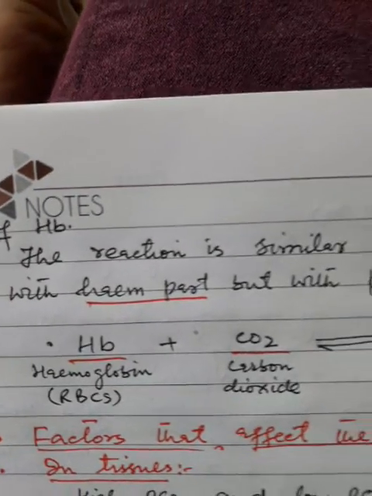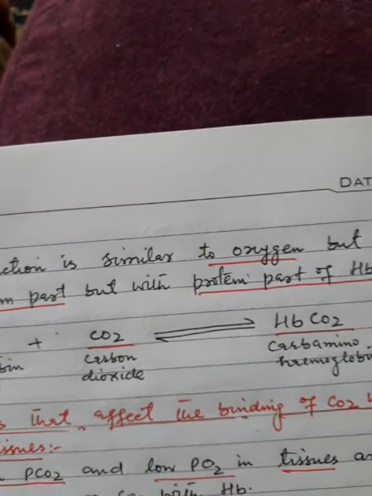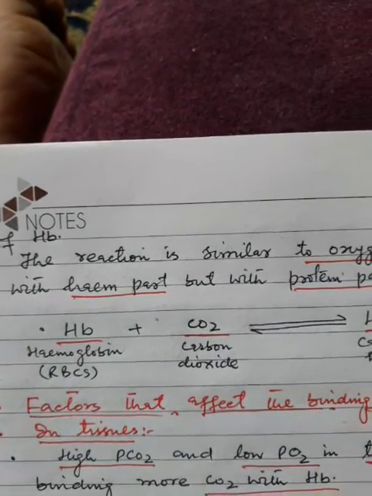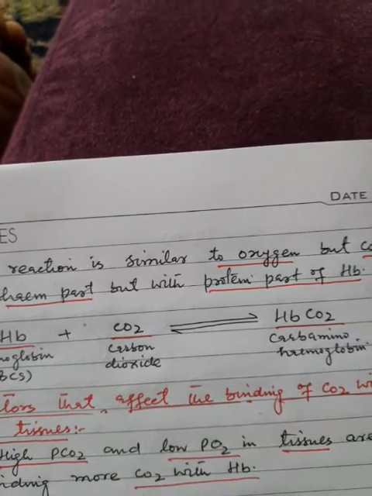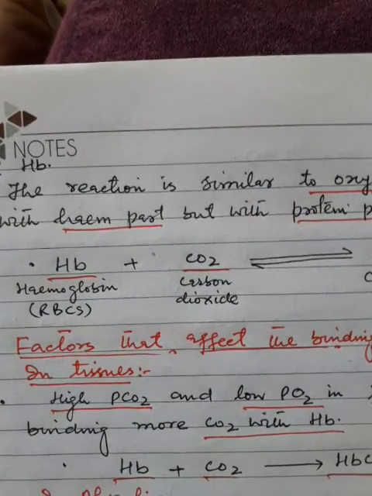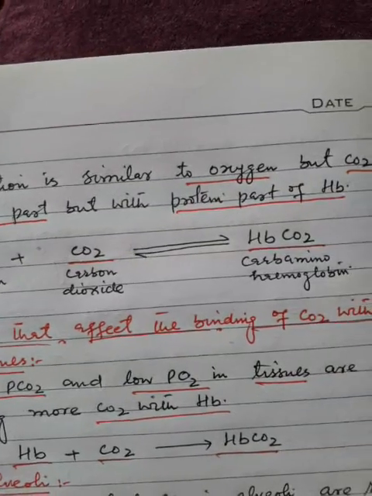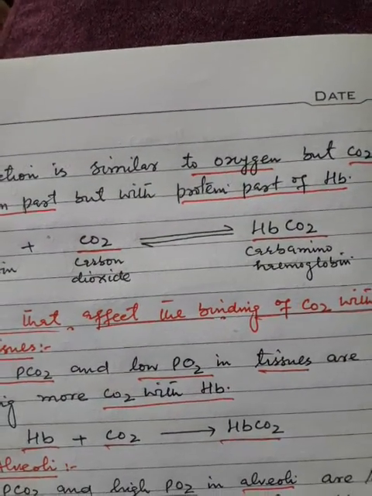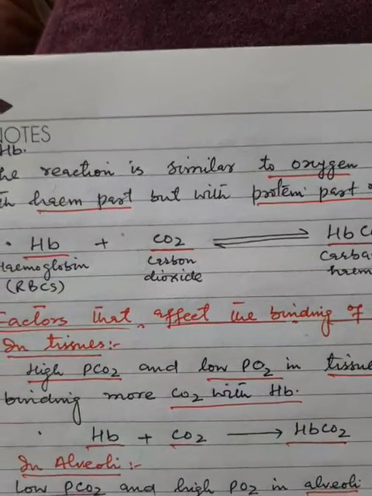of Hb. The reaction is similar to oxygen, but carbon dioxide binds not with the heme part but with the protein part of hemoglobin. The reaction is Hb plus carbon dioxide, CO2, gives HbCO2, which further gets disintegrated into carbon dioxide and Hb.